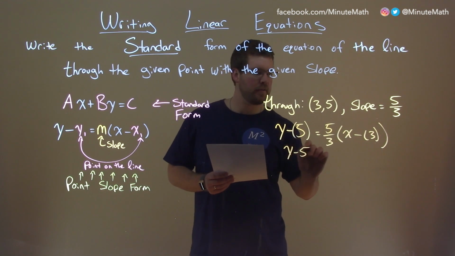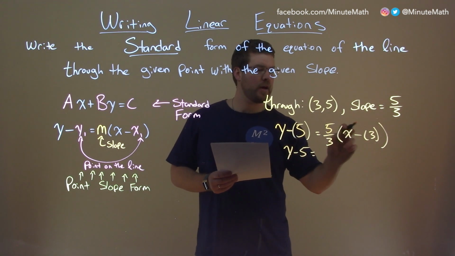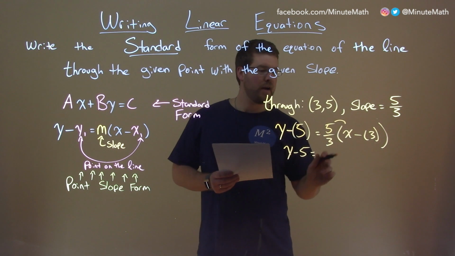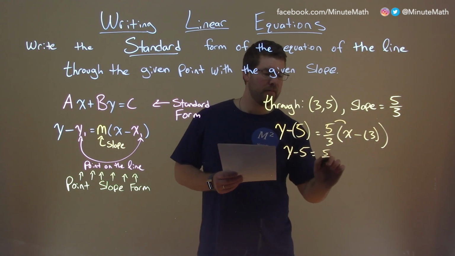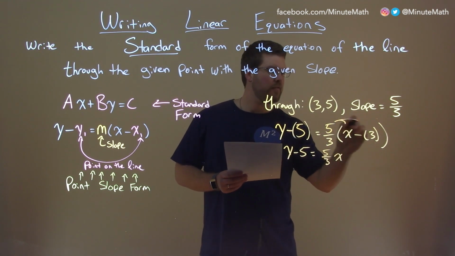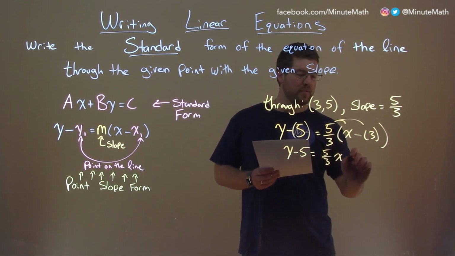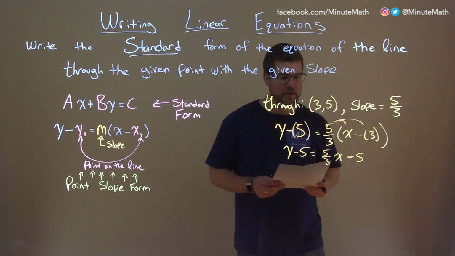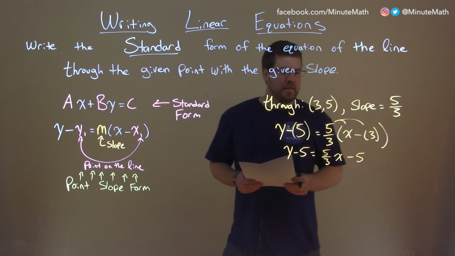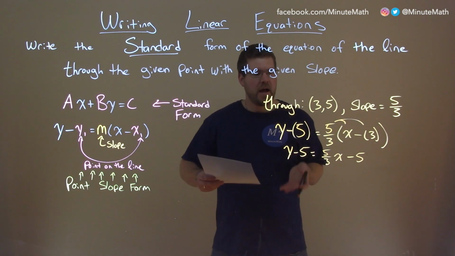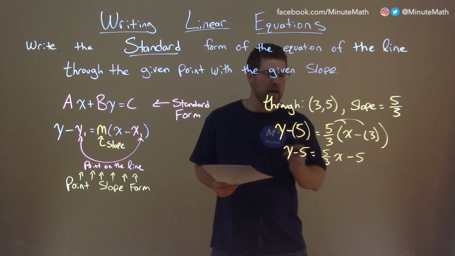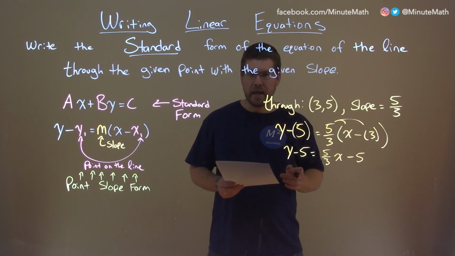Y minus 5 here equals, distribute the 5/3 to both parts. 5/3 times x is 5/3 x, and then 5/3 times a minus 3. The 3's cancel, and we're left with just a minus 5 here. Now, this gets a little tricky in how you're going to adapt it, but we're going to do what we can.